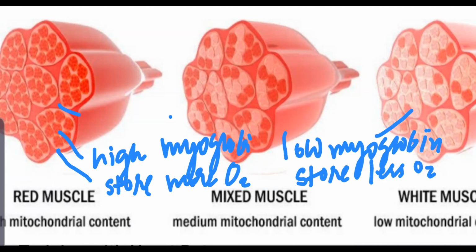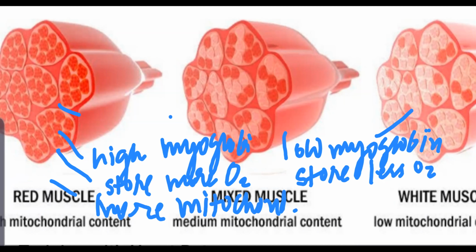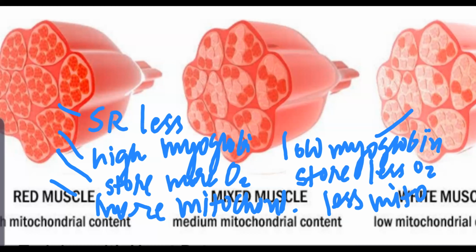तीसरा, they have more number of mitochondria. अब ये माइटोकॉन्ड्रिया क्यों ज्यादा? जितना ज्यादा ऑक्सीजन उतना ज्यादा एरोबिक रेस्पिरेशन, तो उतना ज्यादा माइटोकॉन्ड्रिया. The other one will have less mitochondria in number. इसमें सार्कोप्लाज्मिक रेटिकुलम थोड़ा कम होता है. इसमें सार्कोप्लाज्मिक रेटिकुलम थोड़ा ज्यादा एक्सटेंसिव होता है. Always remember that way.